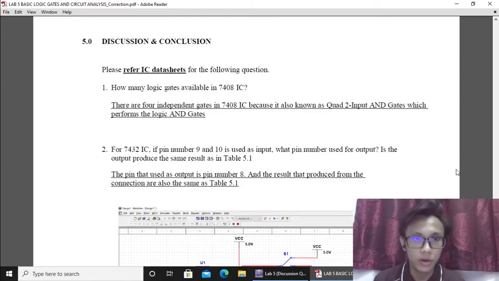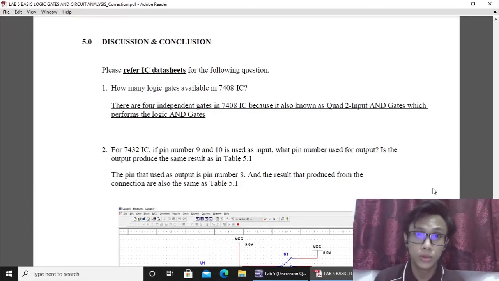Okay, we move on to discussion. For question number 1, how many logic gates are available in the 7408 IC? As we refer to the IC datasheet, we can find that there are 4 independent gates in the 7408 IC because it is also known as quad 2-input AND gates, which perform the logic AND function.